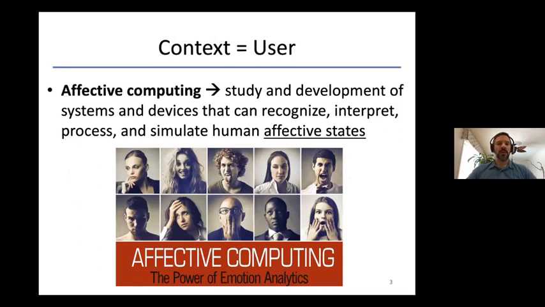But when we talk about the user and measuring context from the user, this is where the concept of affective computing comes in. So if you look at the definition of affective computing, it's the study and development of systems and devices that can recognize, interpret, process, and simulate human affective states. So the idea is how can you monitor the user's mental states or a person's mental state or affective states using either cameras or devices and so on.